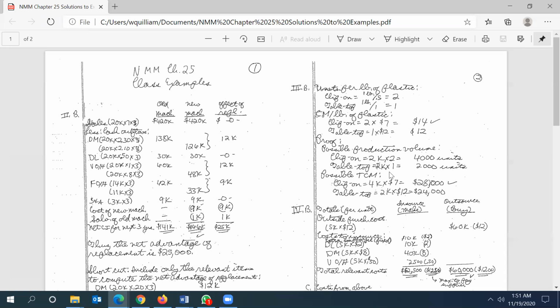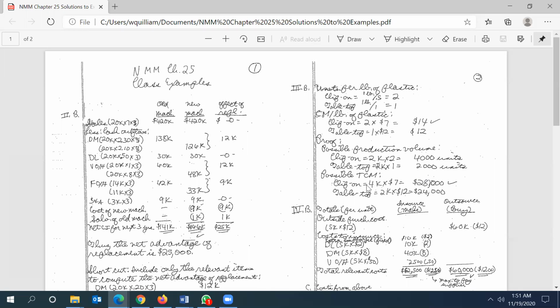Let's prove that. So the possible production volumes, clip-on style, 2,000 pounds of plastic, and we get 2 units per pound. That's 4,000 units in total. Tabletop style, again, we have 2,000 pounds of plastic, but we can only get 1 of these per pound, 1 unit per pound. Gives us 2,000 units.